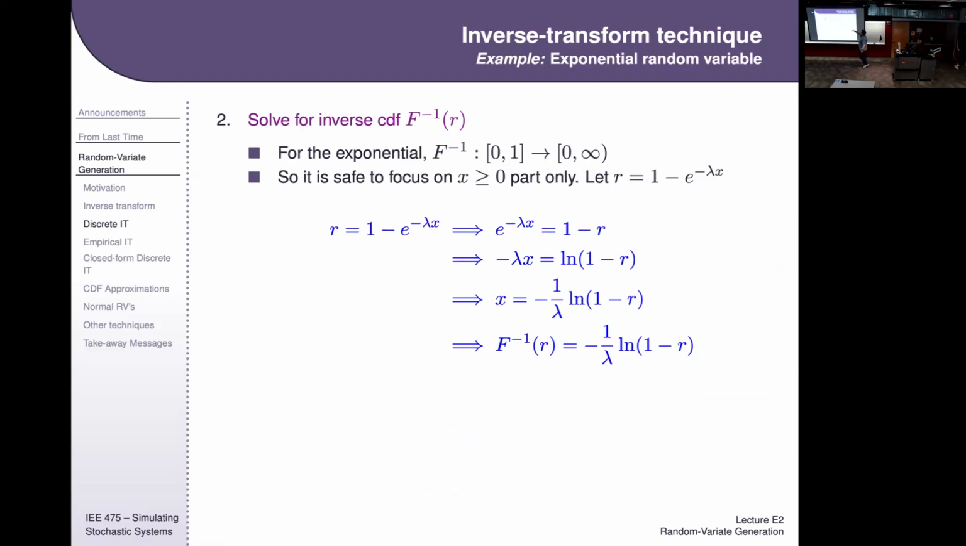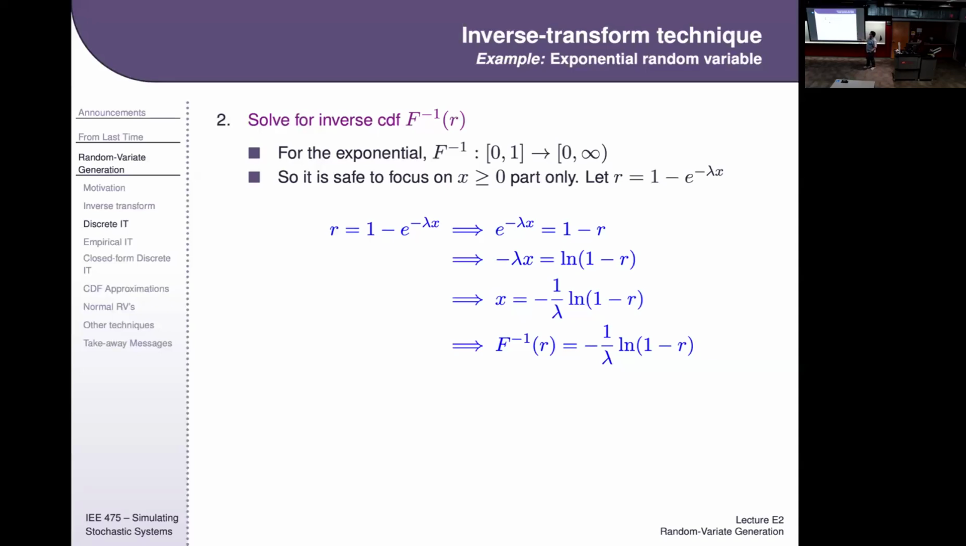So now that we have this CDF, we need to find the inverse CDF. That's pretty easy for this one. We know that all of the values from 0 to infinity map to values from 0 to 1. So that's what we got. So we know that the inverse is going to be the reverse of that. All the values from 0 to 1 are going to map to 0 to infinity.